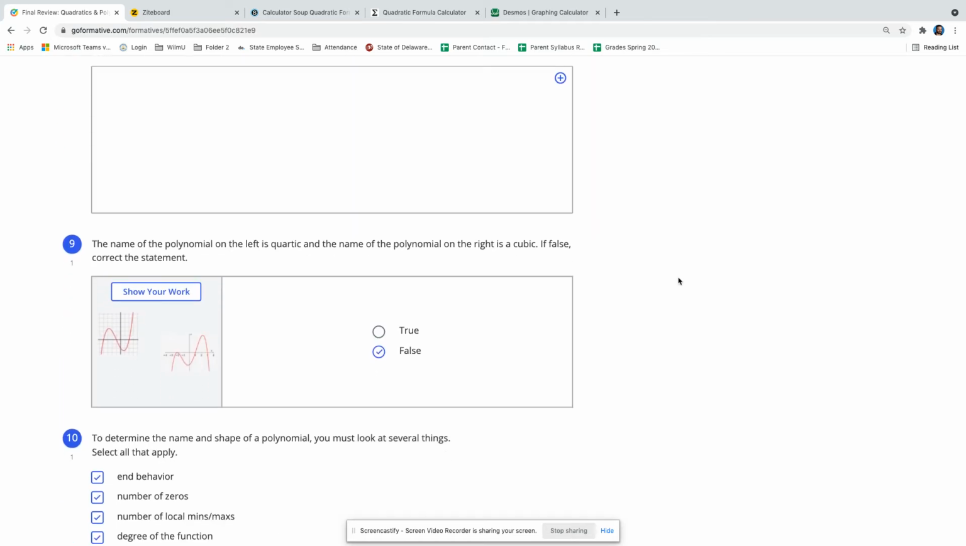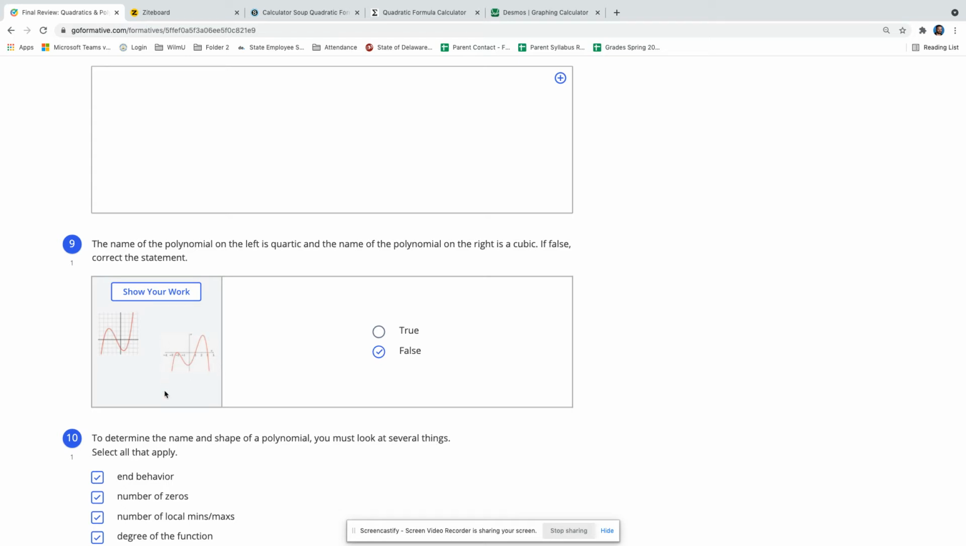So moving onward, we're going to go on to polynomials. So it says the name of the polynomial on the left is a quartic, and the name of the polynomial on the right is a cubic. If false, correct the statement. It is false. They've got that backwards. This guy is a cubic right here, and this guy is a quartic right here.